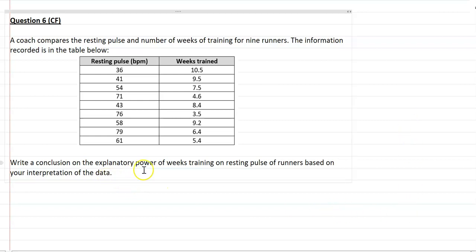Okay, so based on the wording of that, it's alluding to the fact that you need to use that coefficient of determination and explanatory power of weeks training, so that's obviously your explanatory variable, and resting pulse of runners is your response variable. Okay, give it a shot and we'll check.